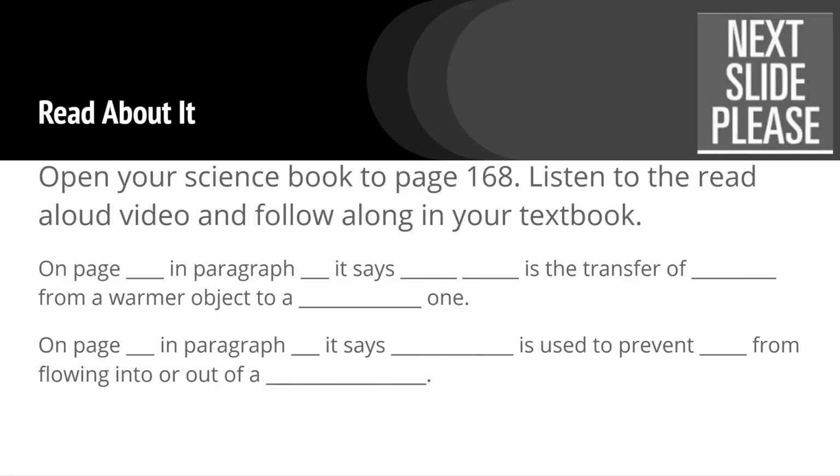Okay, join me on page 168 in your science textbook. Let's go ahead and get started right at the top. Why does heat flow from one object to another? When you put your hand into warm water, energy moves to your hand because the water is warmer than your hand. The opposite is also true. When you put your hand into cold water, energy passes out of your hand into the cold water.